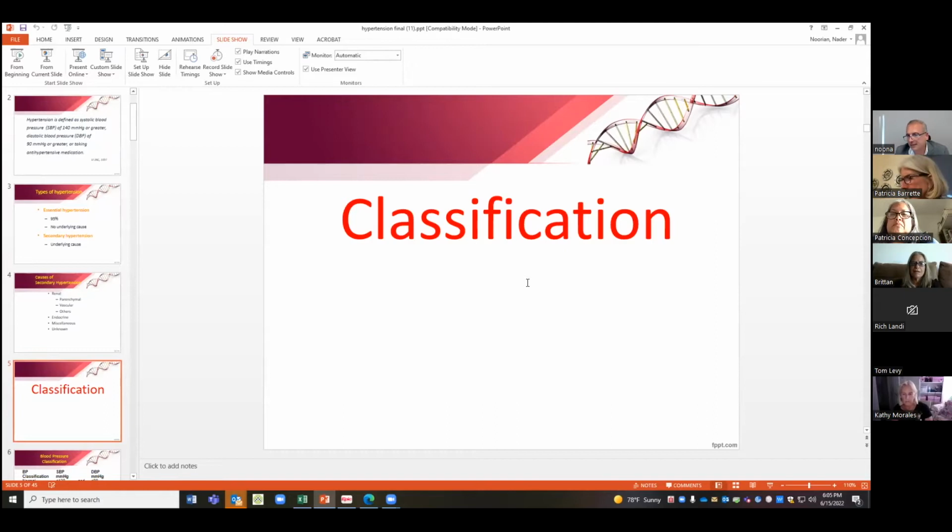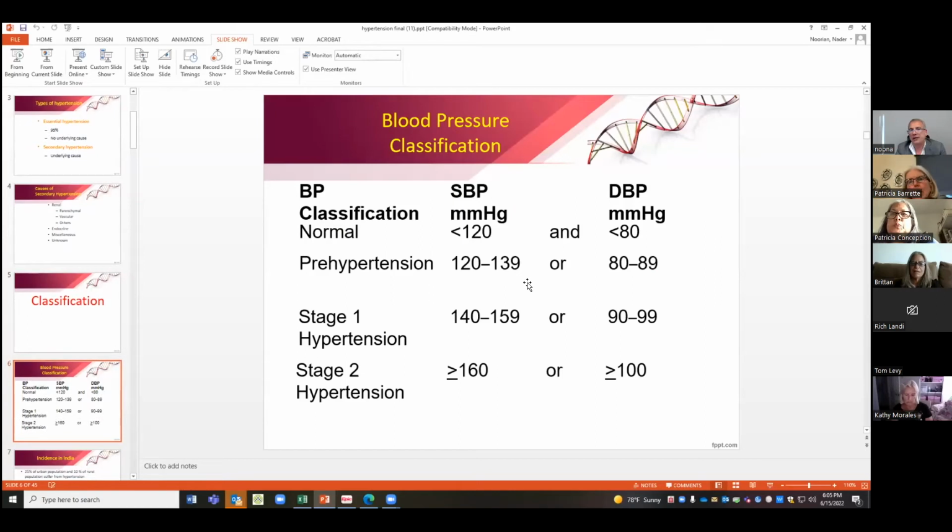Let's talk about the classification. The way that physicians classify hypertension is that normal blood pressure is considered to be less than 120/80. And I know some of you may say, well, I've never heard of that. I thought 120/80 was actually a normal value, but no. 120/80 is actually pre-hypertension. Usually you want the blood pressure to be less than 120 and less than 80. Pre-hypertension is between 120 to 139 systolic and 80 to 89 diastolic.